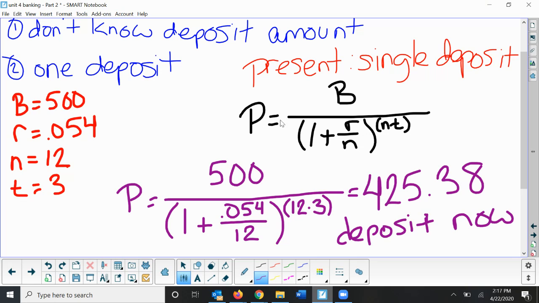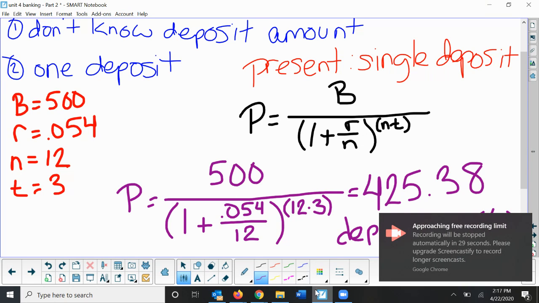It's important to note that when we're doing present value, your answer should always be smaller than what that B, that ending balance was, because you're earning interest. So you're trying to figure out, what do I start with so that I end up with more money? So our answer when we're doing these present values should always be smaller than that B value up at the top.